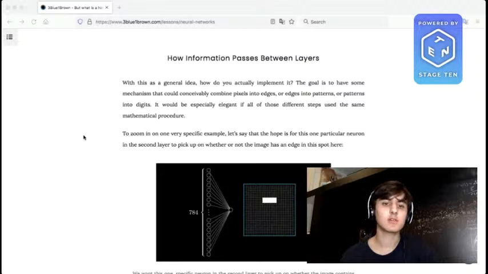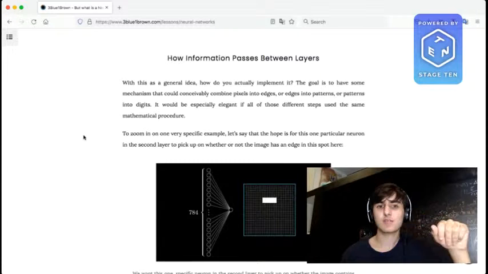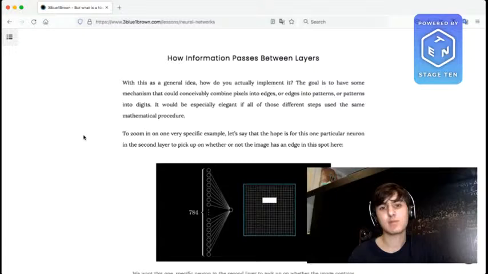How information passes between layers. With this as a general idea, how do you actually implement it? That's what we're interested in, so let's get to it. I'm excited. The goal is to have some mechanism that could conceivably combine pixels into edges or edges into patterns or patterns into digits. It would be especially elegant if all of those different steps use the same mathematical procedure.